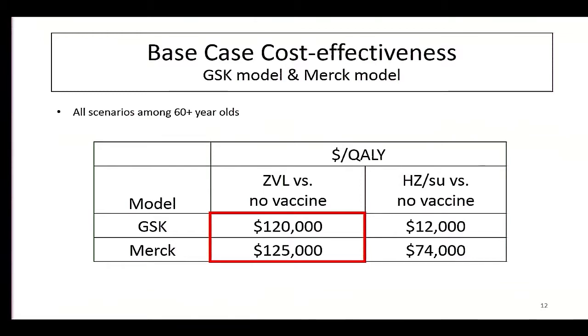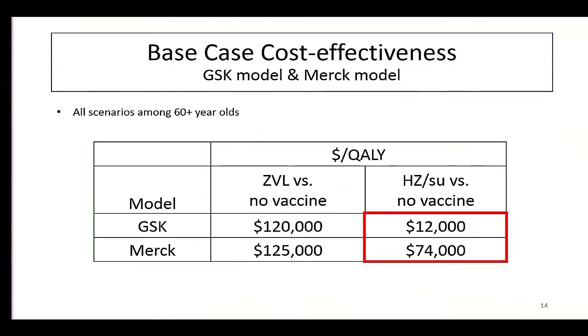Calling your attention to the live vaccine results, GSK and Merck found $120,000 to $125,000 per quality-adjusted life year. This is a pretty close finding for two separately made cost-effectiveness models. Let's look at the live vaccine versus the subunit vaccine, and just look at the models independently. In both models, GSK and Merck, the live vaccine scenario had a higher cost-effectiveness ratio than the subunit vaccine scenarios.